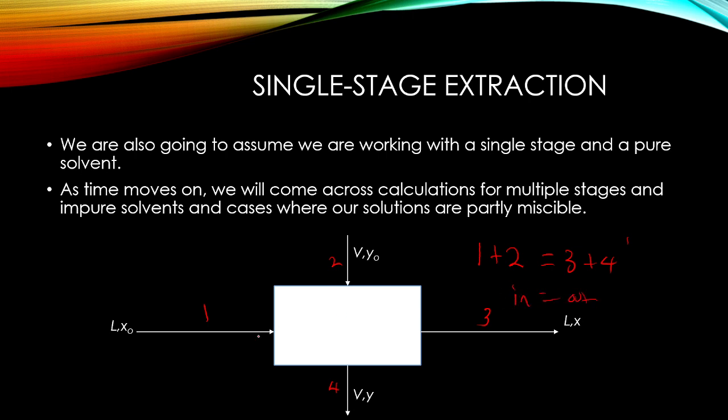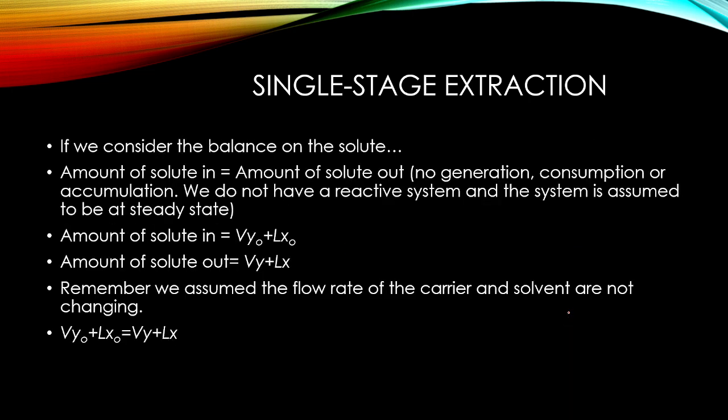Now, if I want to determine the amount coming in, it's going to be the total flow times the fraction. So for stream 1, it will be L times X naught. For stream 2, it will be V times Y naught. So that's the flow times the fraction. Stream 3 is going to be L times X, and stream 4 is going to be V times Y. But remember, we said we're dealing with a pure solvent, so Y naught is 0, so this can go to 0. So we'll actually see that here.